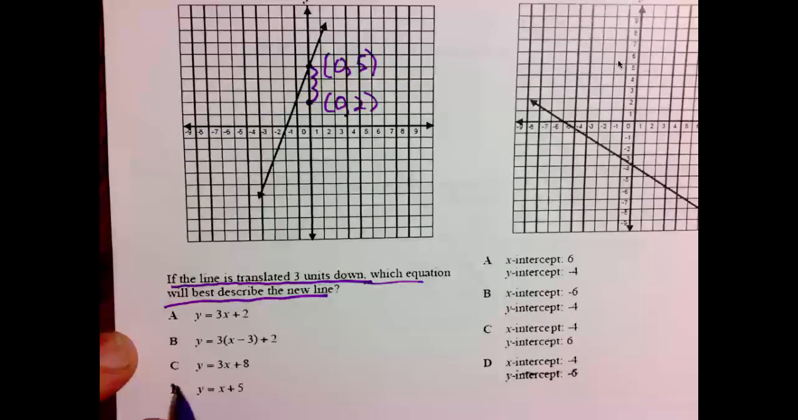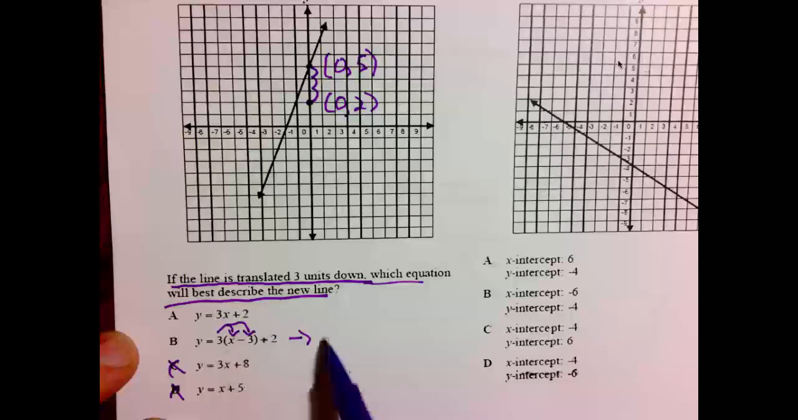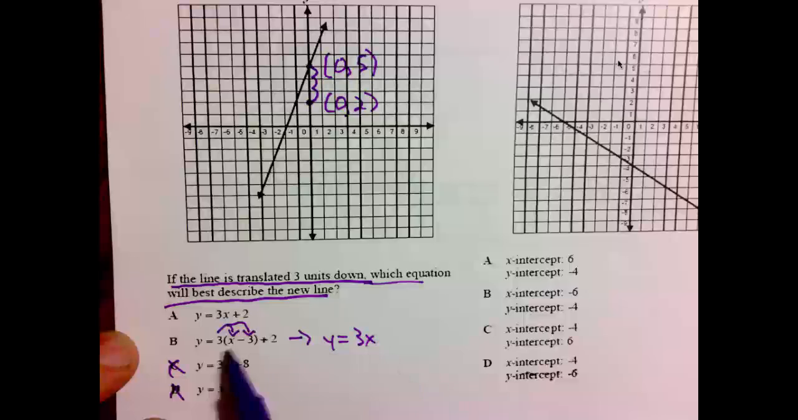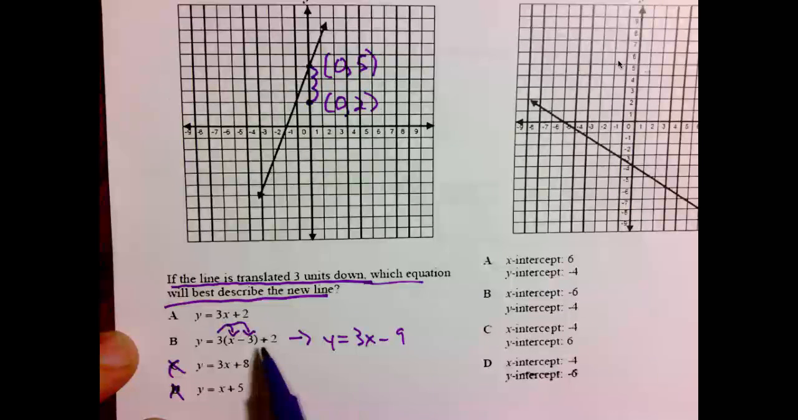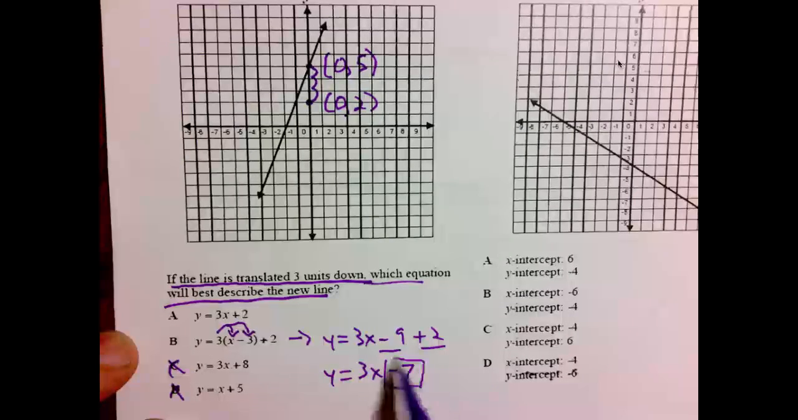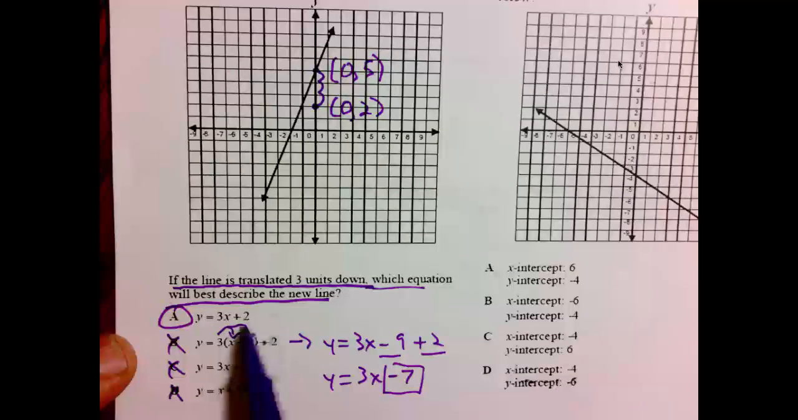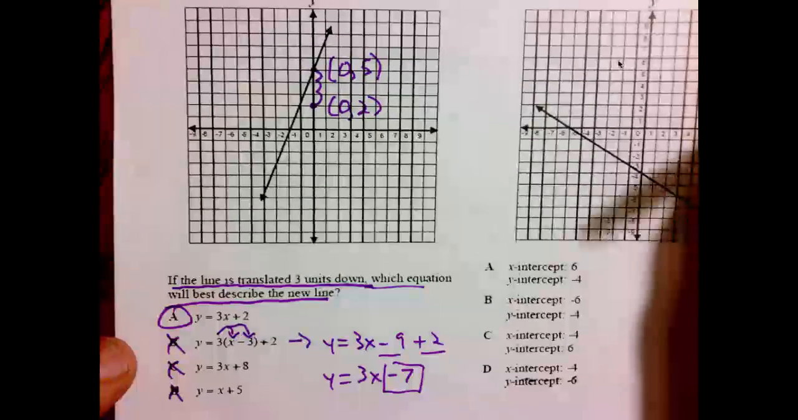Well, that eliminates D and C. And if we look at this one, it looks like it has a y-intercept of 2, but we must distribute first. 3 times x is 3x. Y equals 3x. 3 times 3 is minus 9. Adding in this plus 2, so now we can combine the two constant-like terms. Y equals 3x. This will be minus 7. So, indeed, this y-intercept is incorrect as well. 2 is A. It's the only one that has a y-intercept of 2. Alright.